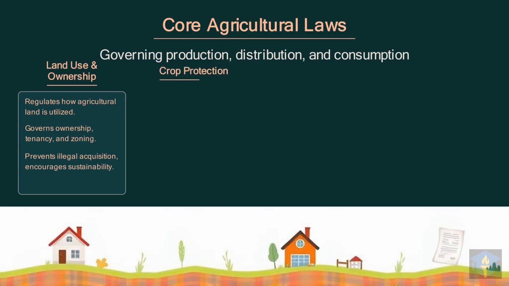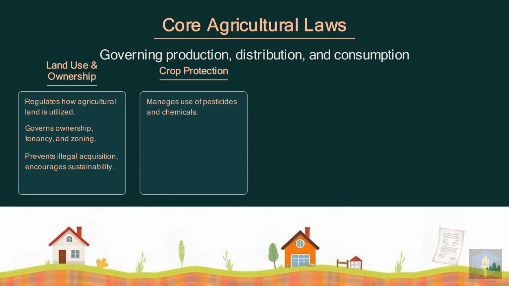Next is crop protection, which focuses on safe farming inputs. This area manages the proper use of pesticides and agricultural chemicals. It ensures these substances cause no harm to health, animals, or our environment. Regulations specify proper usage methods, residue limits, and worker safety protocols.